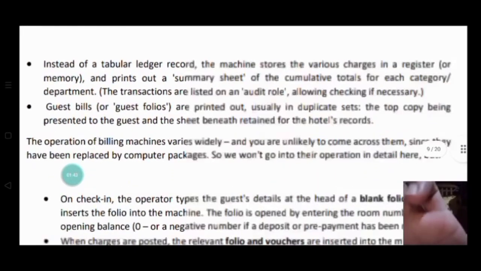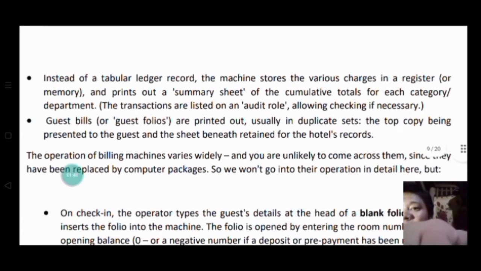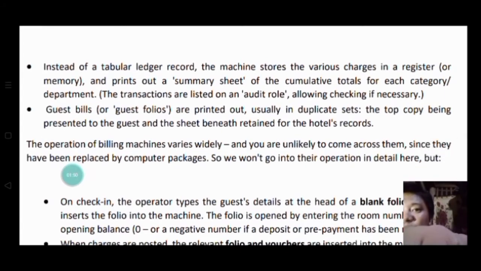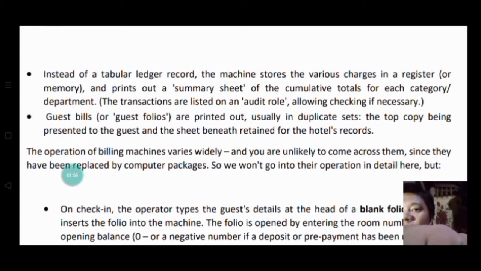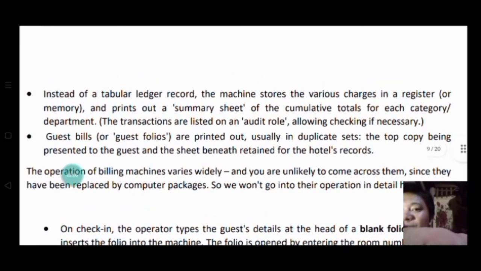So instead of a tabular ledger record, the machine stores the various charges in a register and prints out a summary sheet of the cumulative totals for each category or department. The transactions are listed on an audit roll, allowing checking if necessary.